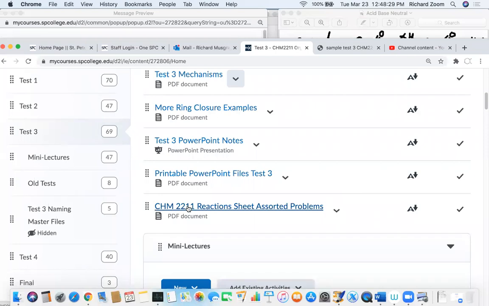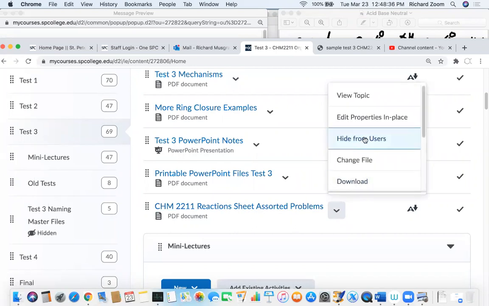There is also the document here. This is the one I think Julie was talking about. And this is the reactions sheet for the assorted problems.